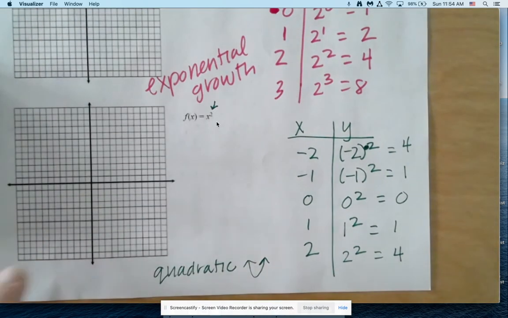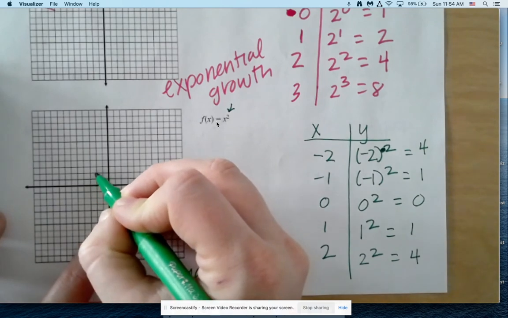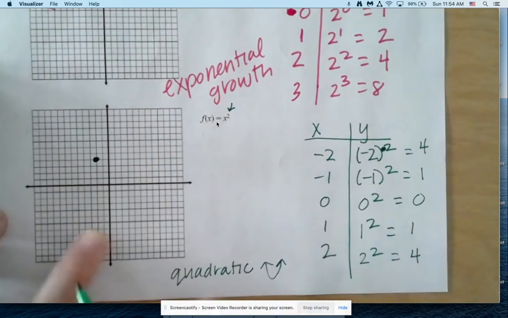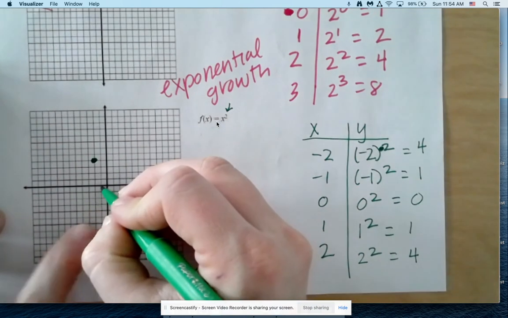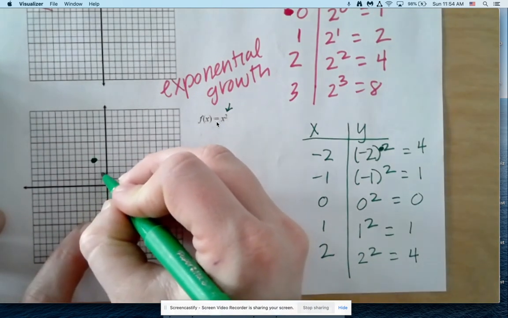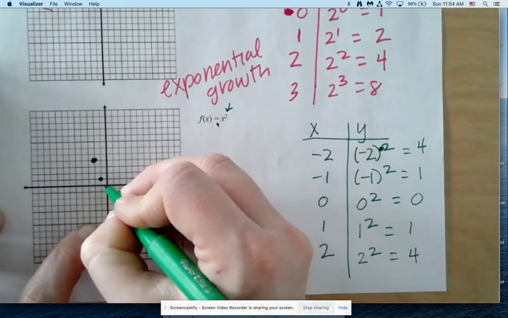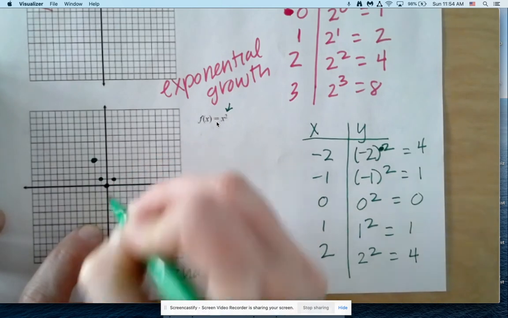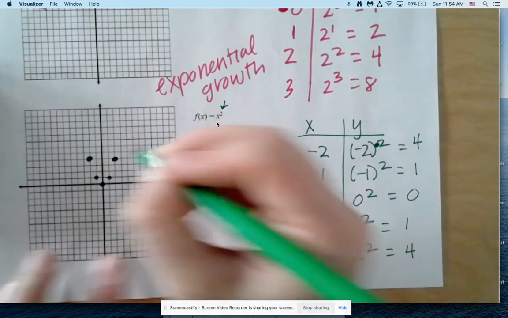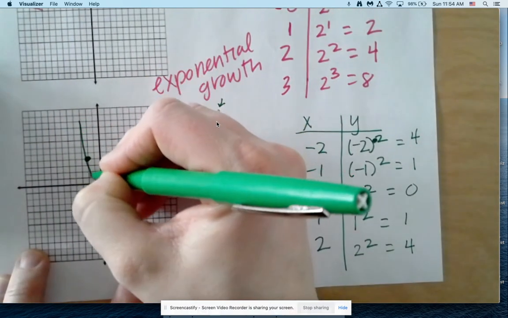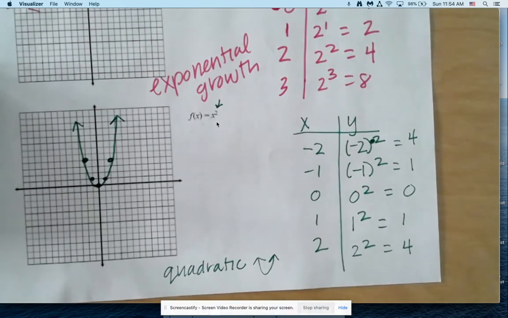So when we graph this one, -2 up 4, we'll notice there's some symmetry because whenever you take a negative number and square it, you get the same answer as its positive counterpart, which is kind of neat. That's why it makes that U shape, because it doesn't matter if it's positive or negative, you get out the same answer. So it's like you can reflect your graph over that Y axis. It's pretty neat.